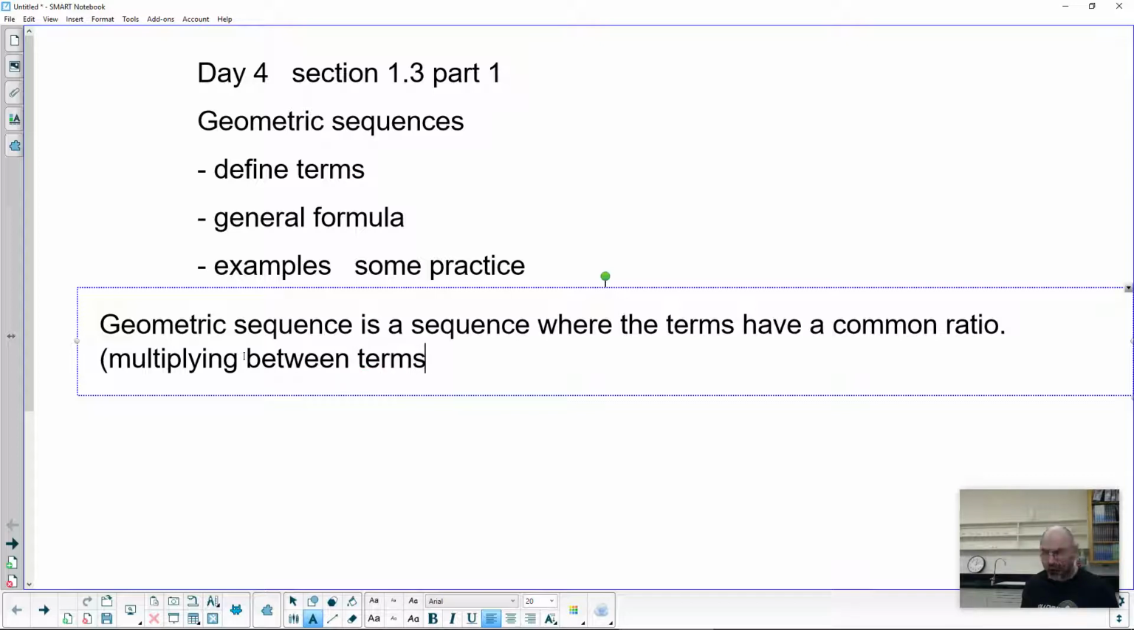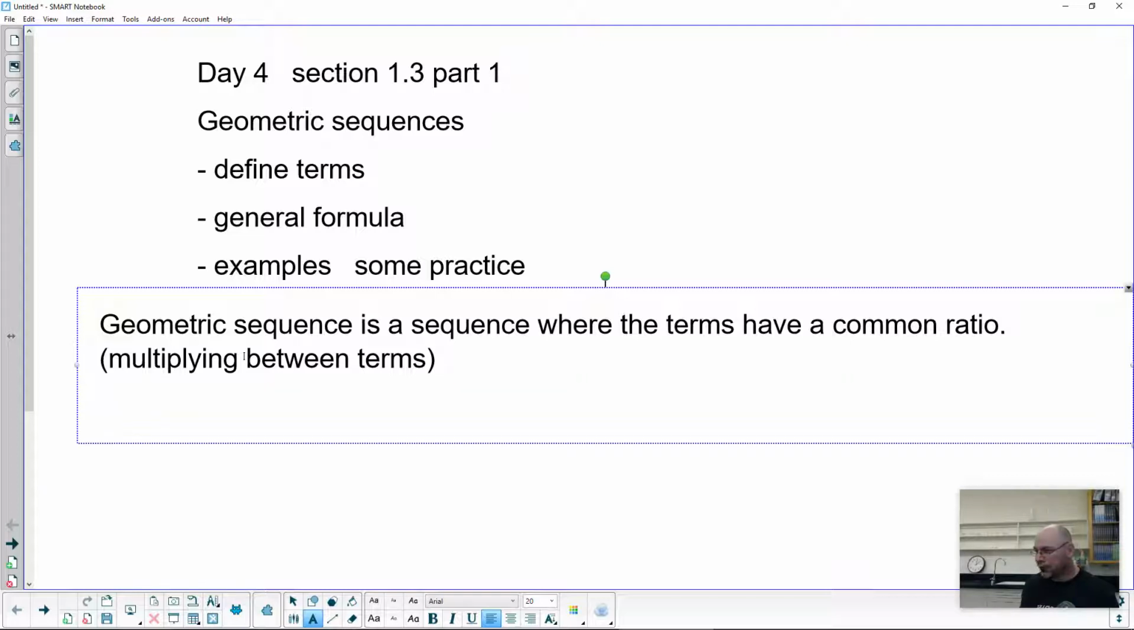Okay, so that's what a geometric sequence is. You're multiplying from term to term. An example of that: if we started with 4, and then we multiplied by 2 to get 8, and then multiplied by 2 to get 16, and 32, and 64, and 128, and 256. There's an example of that.